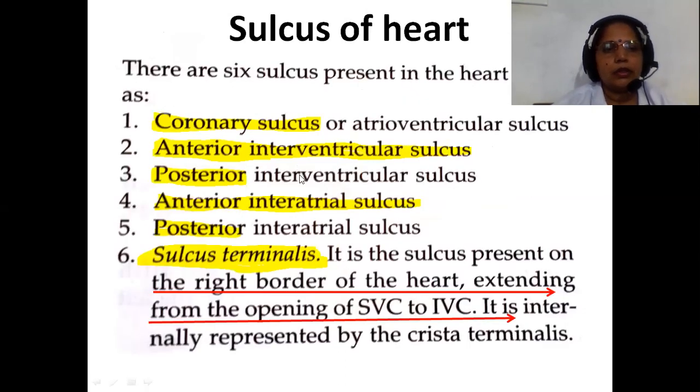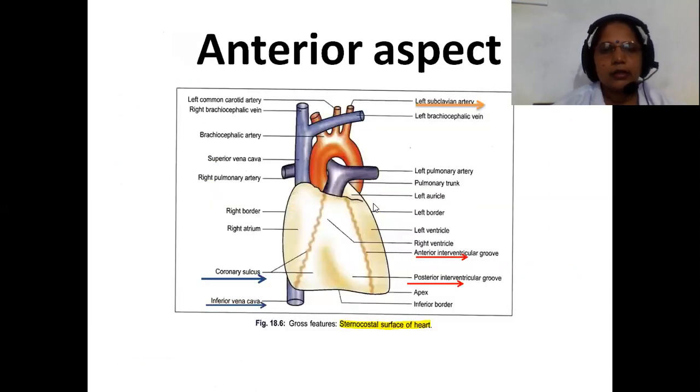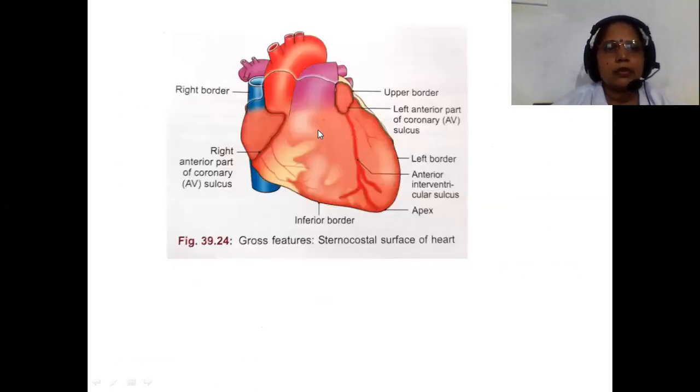देखो यहाँ मैंने देखा कोरोनरी सल्कस, एंटीरियर पोस्टीरियर इंटरवेंट्रिकुलर ग्रूव. फिर एंटीरियर इंटरएट्रियल, दो एट्रियम के बीच में जो सल्कस है, वो इंटरएट्रियल है, but वो anteriorly present है, it is called as anterior interatrial sulcus. देखा दो एट्रियम के बीच में था. ये है राइट पार्ट ऑफ द कोरोनरी सल्कस, दिस इज द लेफ्ट पार्ट ऑफ द कोरोनरी सल्कस.